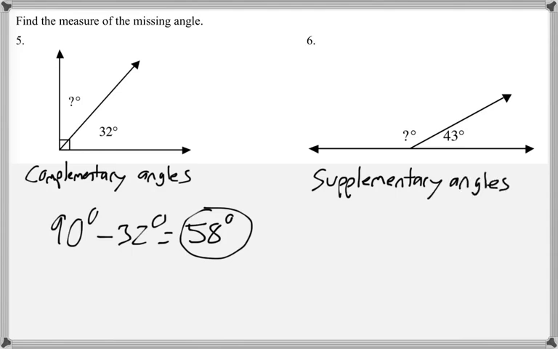So what we need to do is take 180 degrees and subtract 43. So 180 is the entire angle. Subtract the 43, that's from here to here, and that will get you the missing angle. And that's going to be 137 degrees.